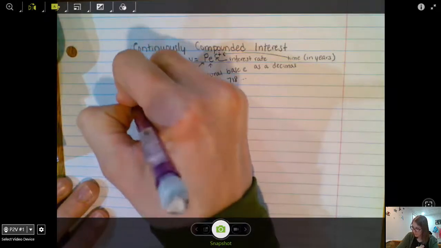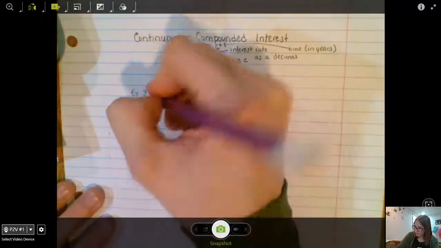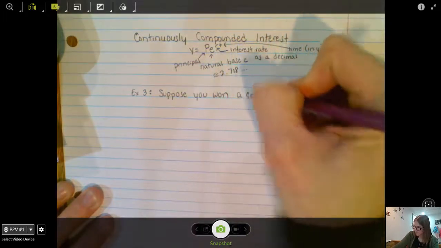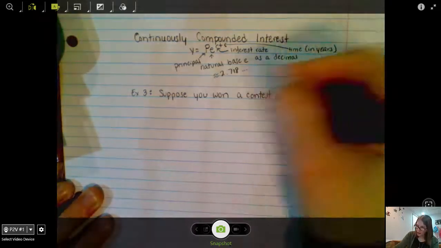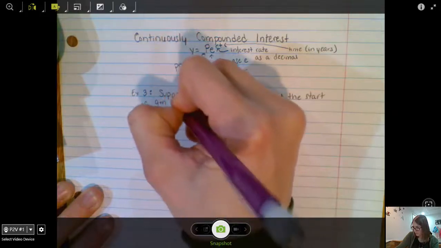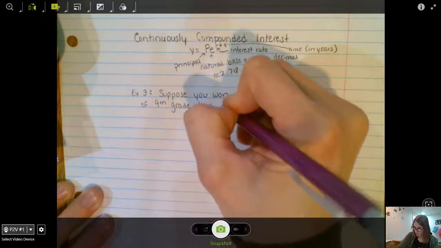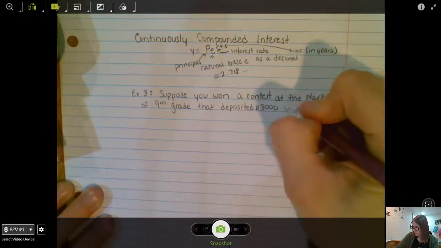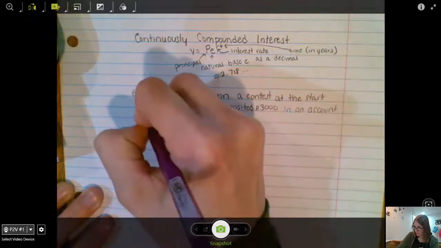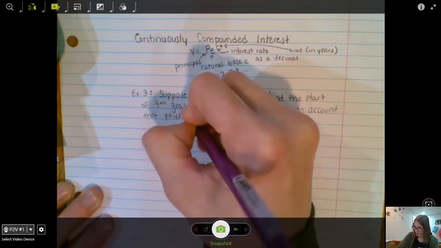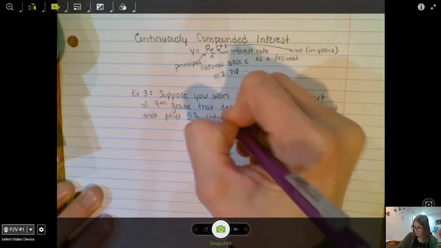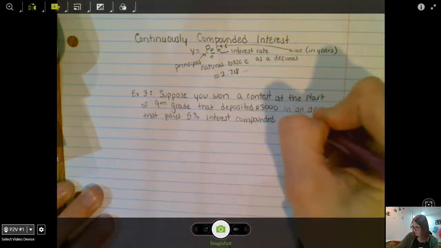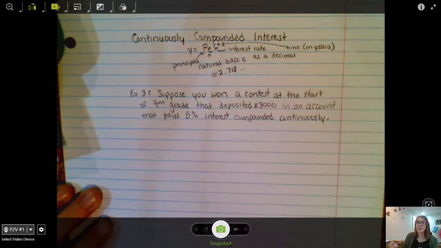Let's see an example here. Suppose you won a contest at the start of 9th grade that deposited $3,000 in an account that pays 5% interest compounded continuously. If it's compounded continuously, that means that interest is constantly being added to your account.